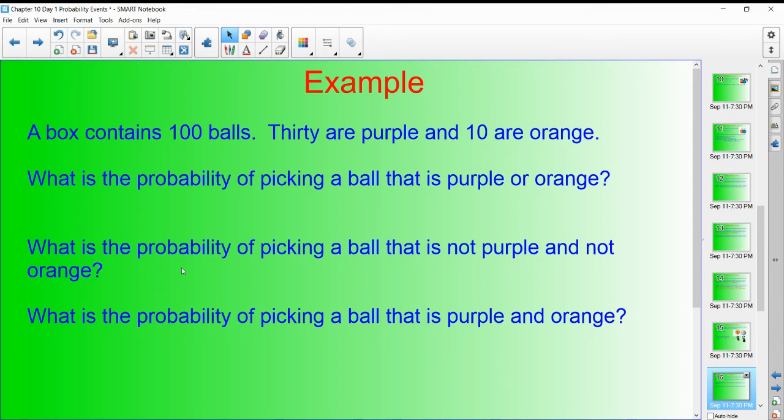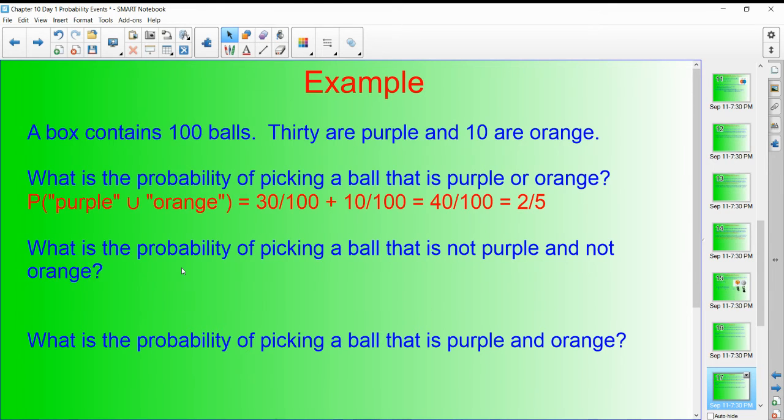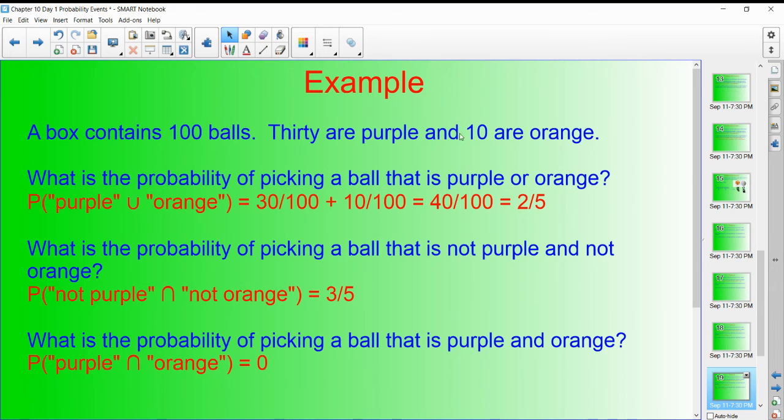Okay, so probability of picking a ball, purple or orange. There's 30 purple, 10 orange. There's 40 purple or orange, and it simplifies to 2/5. Not purple and not orange is the complement. If it's purple or orange, the opposite is not purple, not orange, which is 3/5, or 60 out of 100. Now, if I look at the intersection, it doesn't say any of these balls are purple and orange, so the probability of purple and orange is 0. Doesn't exist.